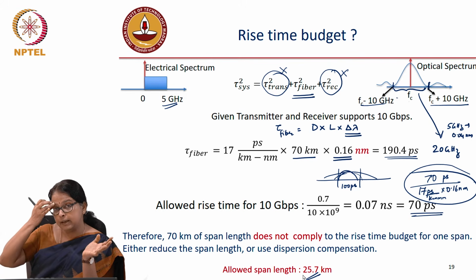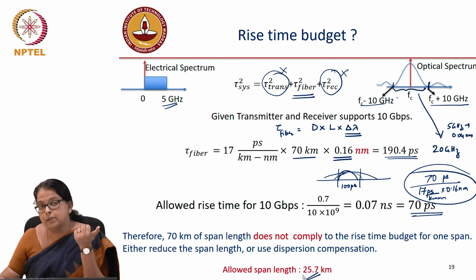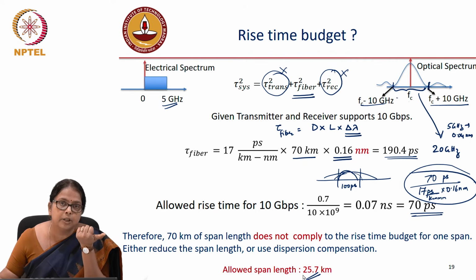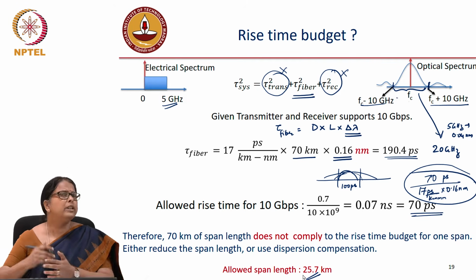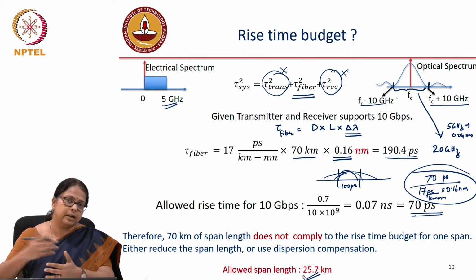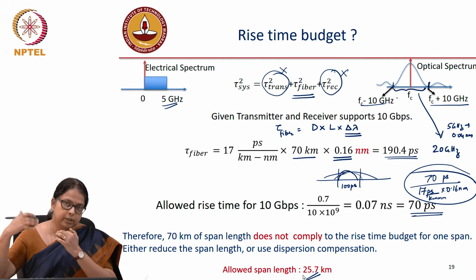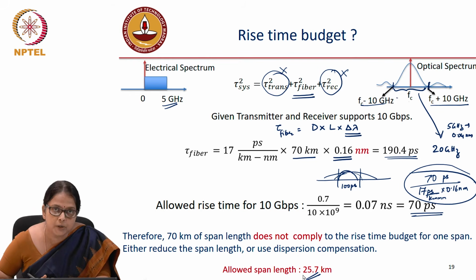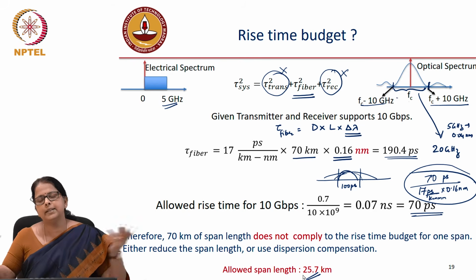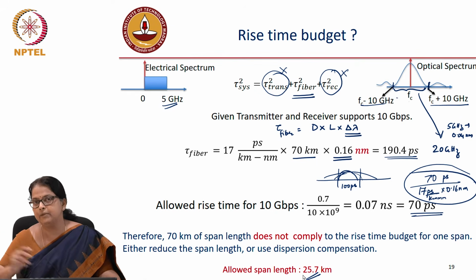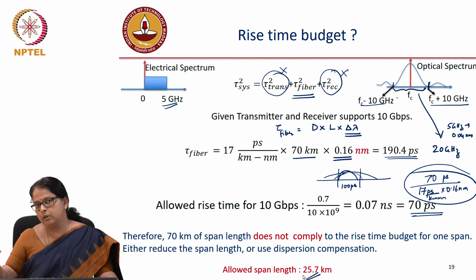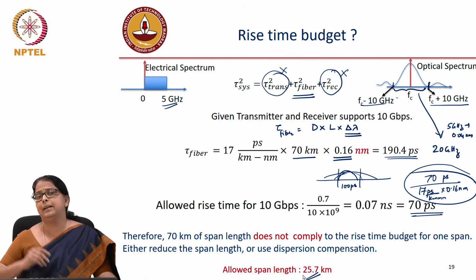So if you have a multi-span link, the thing that you need to remember is that multi-span links are always associated with dispersion compensation. You cannot allow this kind of pulse spreading to happen because of dispersion. Now, how do you do the dispersion compensation? You have to nullify this effect. Our next lecture is going to be based on how to do dispersion compensation. But for now, let's assume that we have somehow done the dispersion compensation, and let's proceed with this link design to find out the total number of spans allowed.